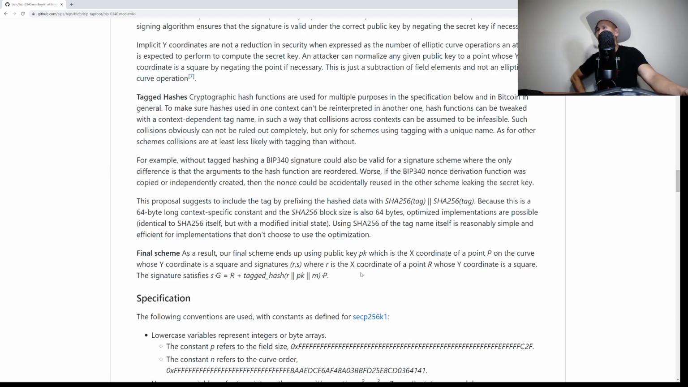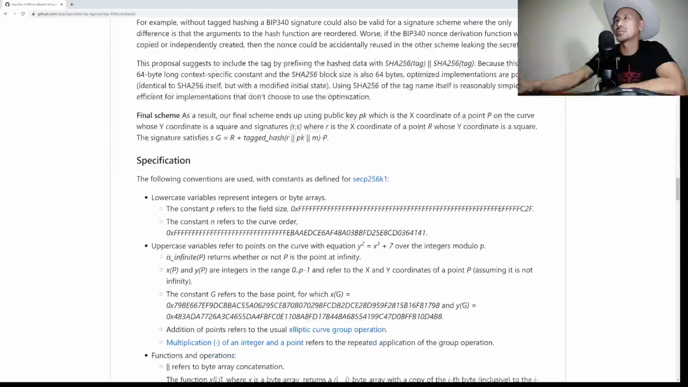Final scheme. As a result, our final scheme ends up using public key pk, which is the x-coordinate of a point P of the curve whose y-coordinate is a square, and signatures (r, s), where r is the x-coordinate of a point R whose y-coordinate is a square. The signature satisfies s times G equals R plus tagged hash(r || pk || m) times P. All right, so again, that's getting into the weeds a little bit with the elliptic curve cryptography. And if you are curious, I encourage you to take my class or read my book, and you can understand a lot more of why that works.